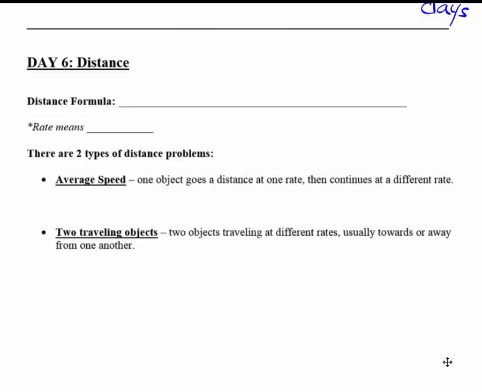Ladies and gentlemen, today we're going to be starting day 6 of our word problems. We're going to be looking at distance problems today.